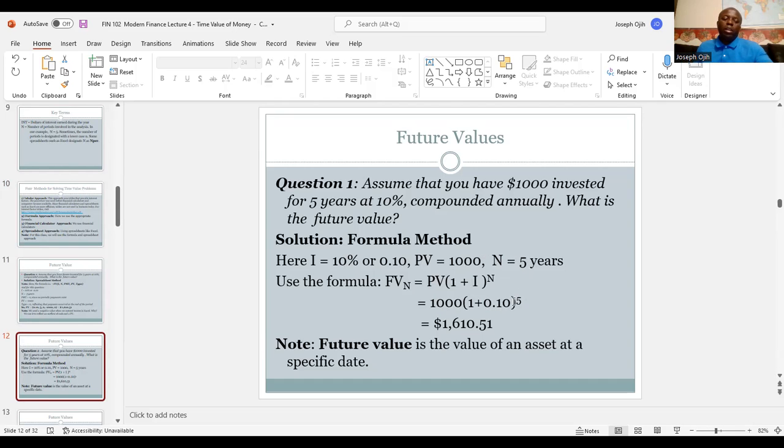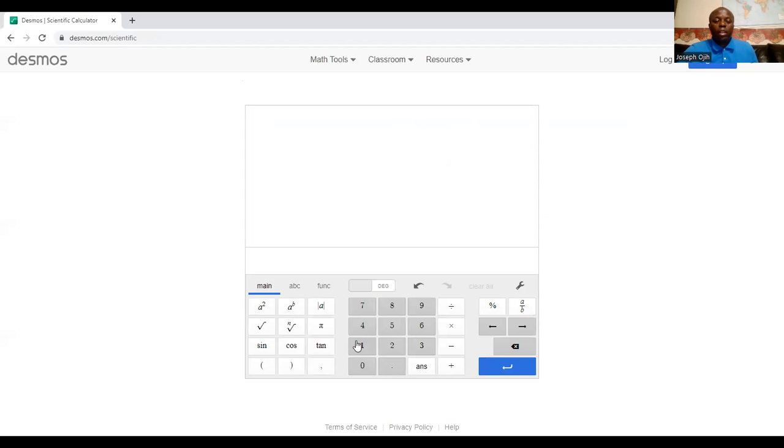So this we can put in a calculator, and it will give us the future value for this investment. So it's 1,000 times 1 plus 10%, raised to the power 5. Okay, that will give you the future value. Let's go and put this in the calculator so that we can get our answer immediately. So you have 1,000. Hope you can see my screen. Okay, good.